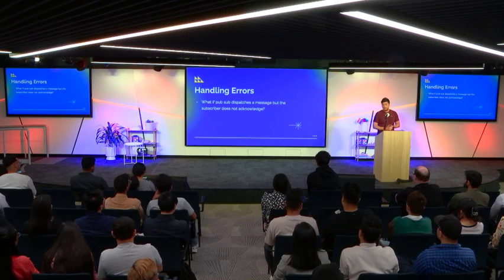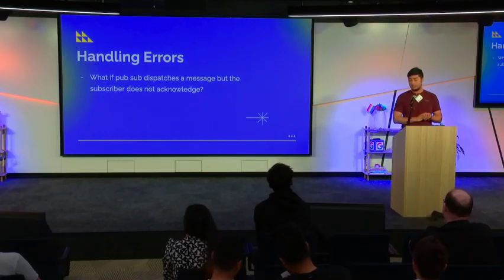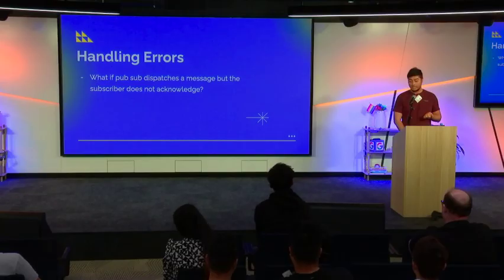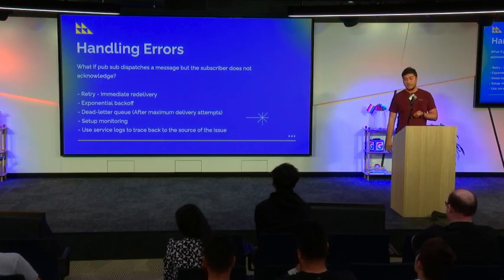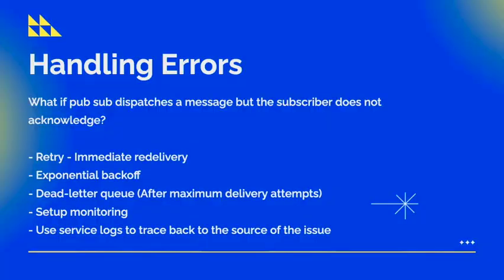Now let's take a look at handling errors. What if our PubSub dispatches a message, but then our subscriber doesn't acknowledge it? Maybe our subscriber didn't receive the message or something went wrong. What can we do? There are a couple of things that can happen. One is retry. Google PubSub does something called immediate retry. Whenever a message fails, like whenever it's not acknowledged, it tries sending the message again to the same subscriber. And if it fails again, it'll try sending that again.